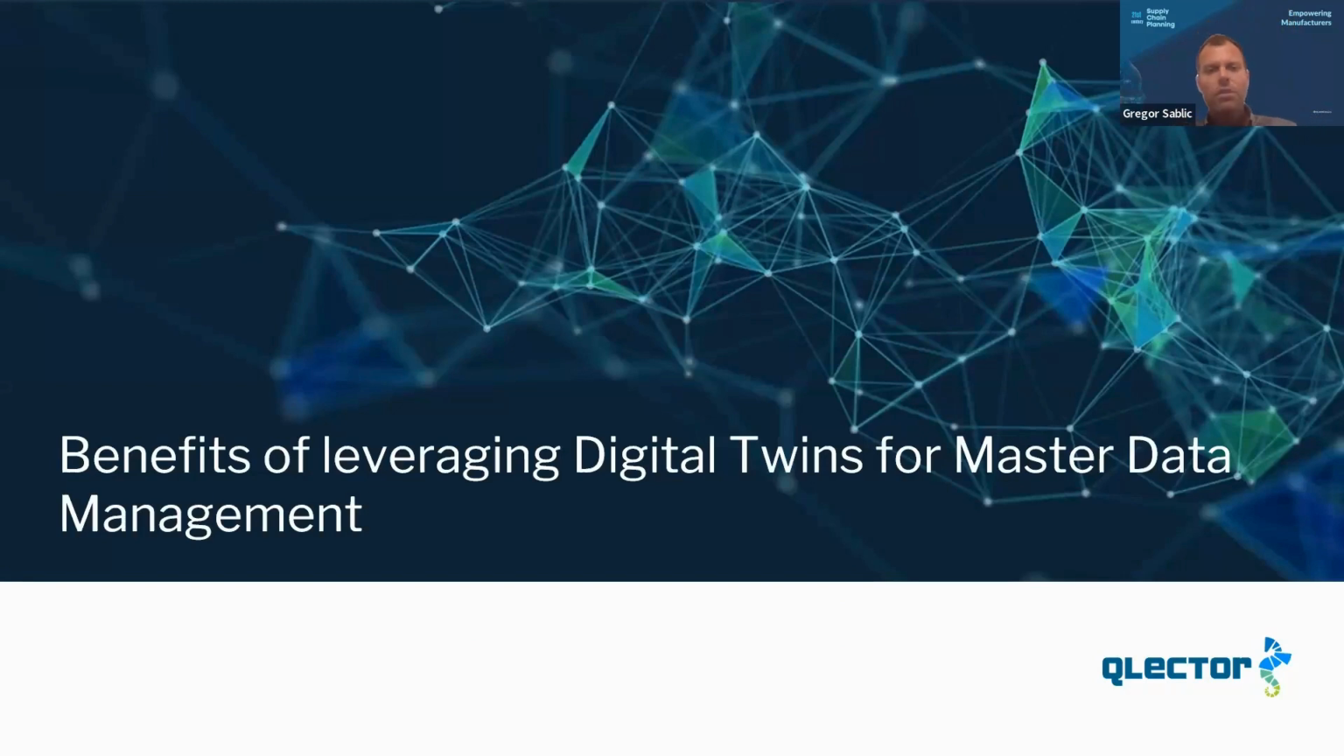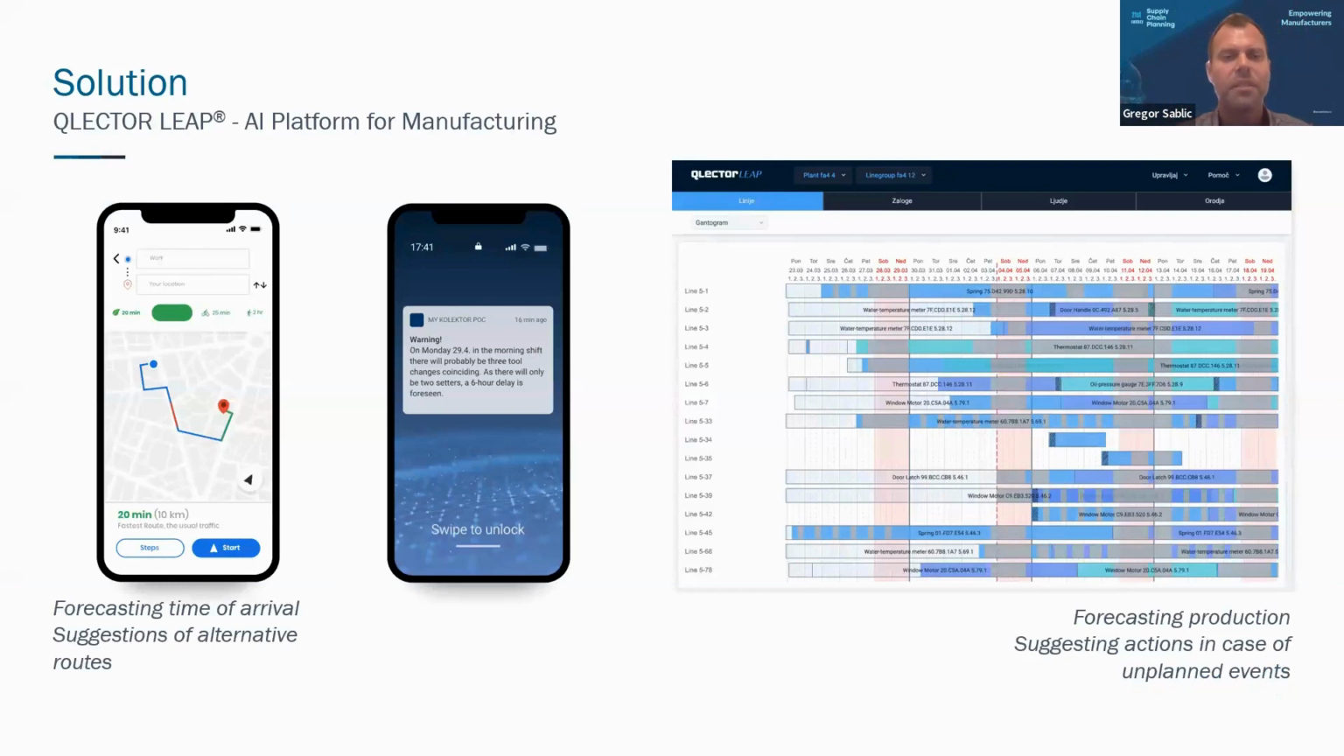So now let's go into more concrete things related to digital twins, especially in connection with master data management within the production area. I would like to firstly introduce you to our solution, which is called QLECTOR LEAP, just to have a basic feeling of what it is about, and then we will focus more on how it can help and benefit the companies.